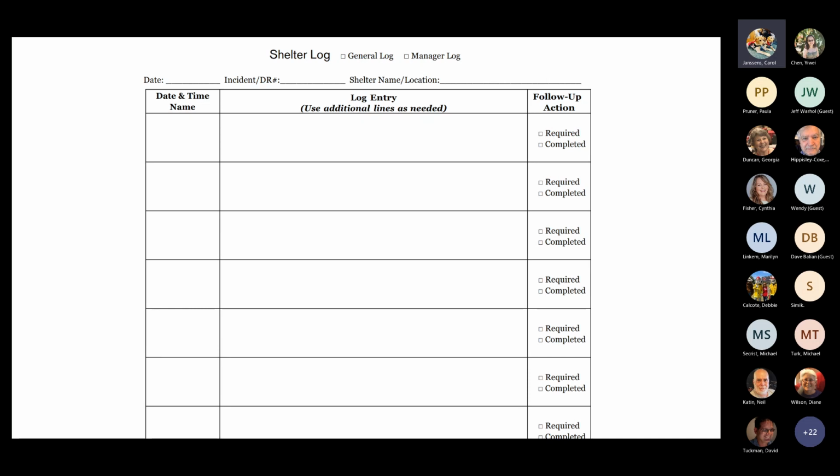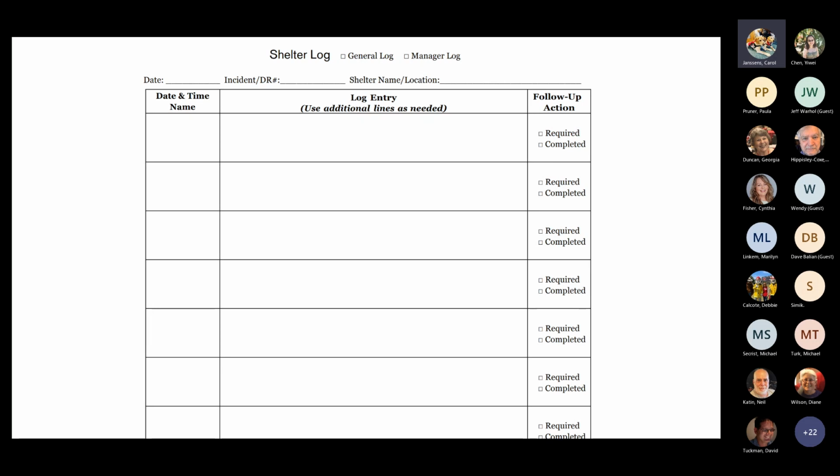The only thing that we don't want you to overdo is if it's a mental health or health thing. If you have to call 911 for an emergency, you just put in the general log that 911 was called for a client. They took them to the hospital, and don't put their name in that because of HIPAA. We want to protect their health information.